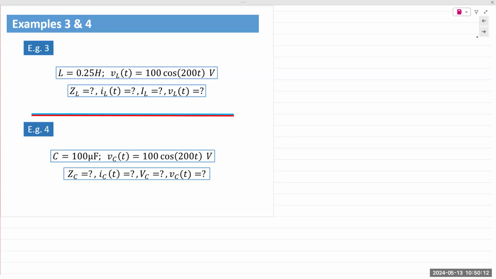Resistors behave the same way for AC as they do for DC. So we don't have to worry about those equations. For inductors and capacitors, if you wish to find, let's say, inductor current, then we integrate the voltage, right? IL is the integral of the voltage. You have to perform differentiation and integration.